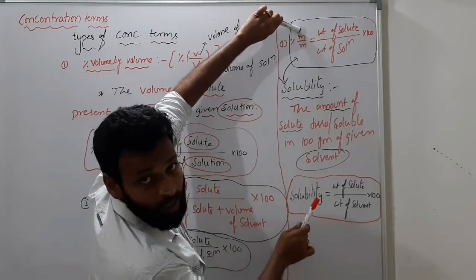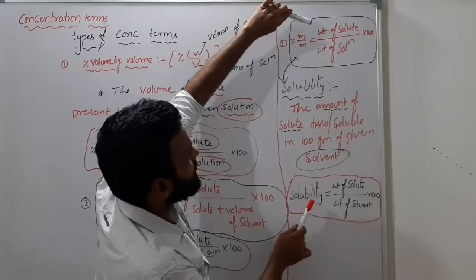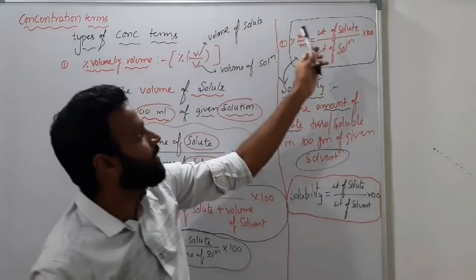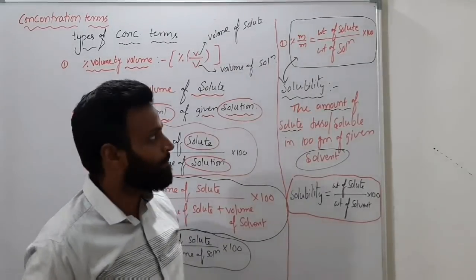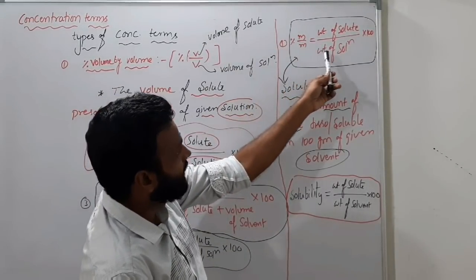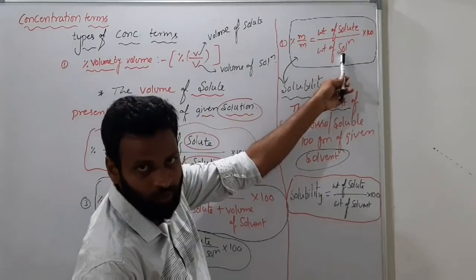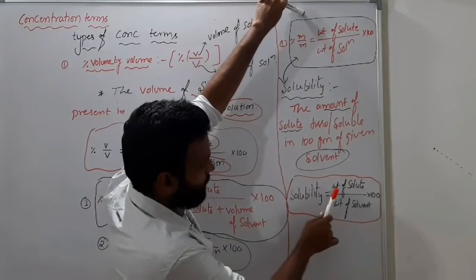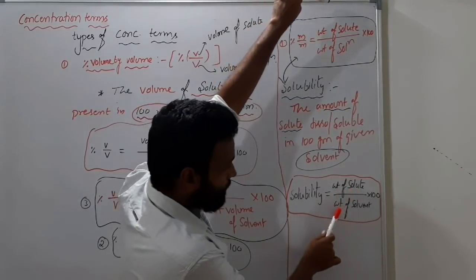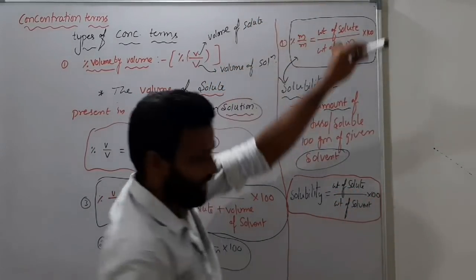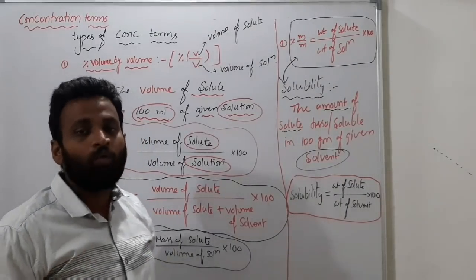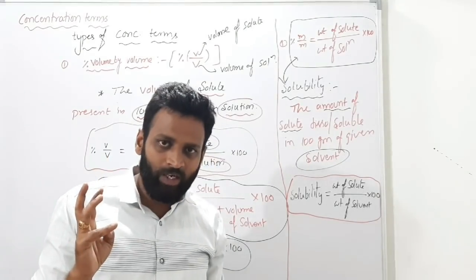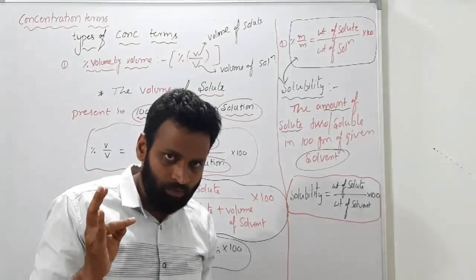Percentage M by M means weight of solute by weight of solution into 100. So here you have weight of solution in the denominator, but for solubility you have weight of solute by weight of solvent into 100. So what we discussed till now: percentage weight by weight, percentage weight by volume, percentage volume by volume, and solubility.